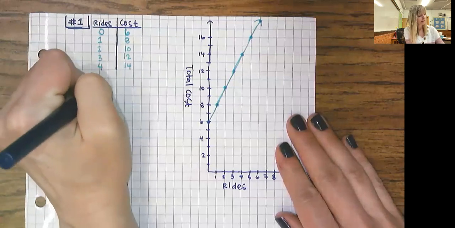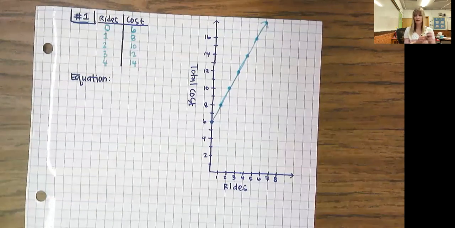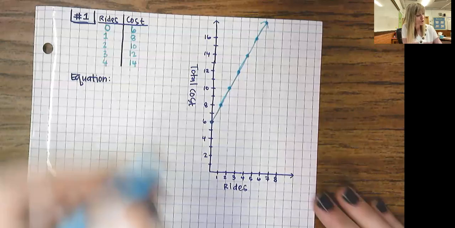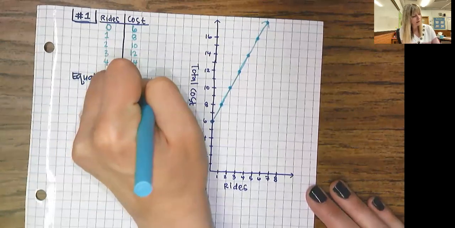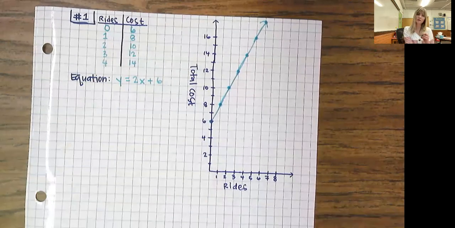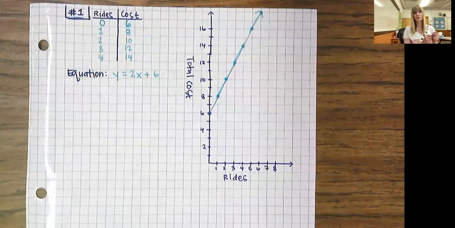Now we are going to turn this situation into an equation. This is linear, so it's going to fit y equals mx plus b. What is m? M is our rate of change, which was $2 per ride. And what is b? Our starting cost of $6. So the equation that represents this situation is y equals 2x plus 6.